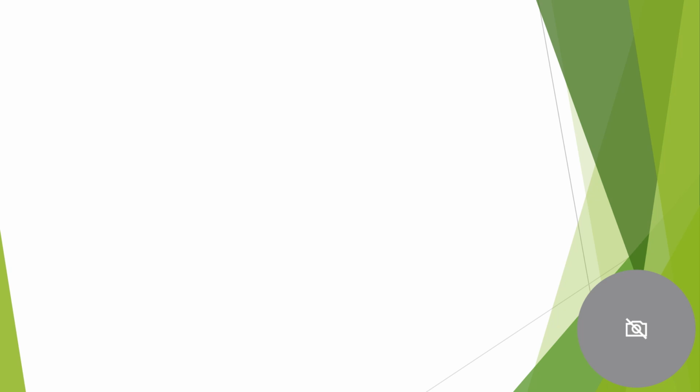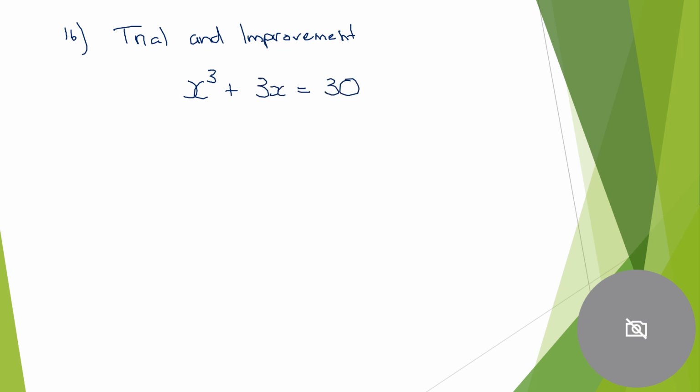Next up is trial and improvement. Okay, so what we're going to be given here, it'll say there is a solution. I'm not going to write the full thing. There is a solution to something like this. All right, and that solution lies between, and you have to get as close to 30 as you can, you know, using numbers between 3 and 4, only to 1 decimal place though, okay?